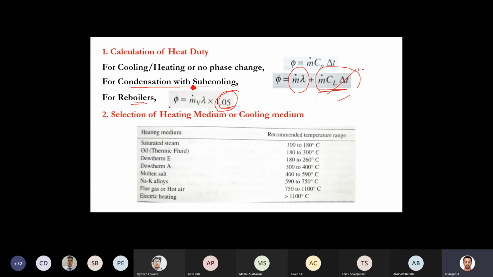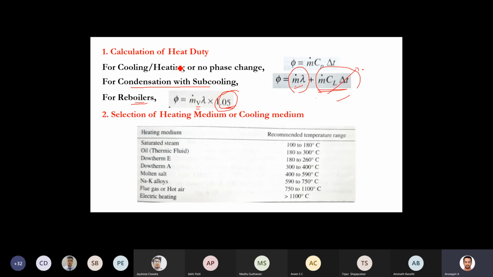Okay, so this phi is equal to m lambda. This is the vaporized mass, this is the condensate mass. Okay, so lambda is latent heat. It has to be multiplied by 1.05, that is 1 plus 0.05, to account for the losses. Okay, losses in terms of radiation losses or sometimes convection losses. Okay, many losses are there.